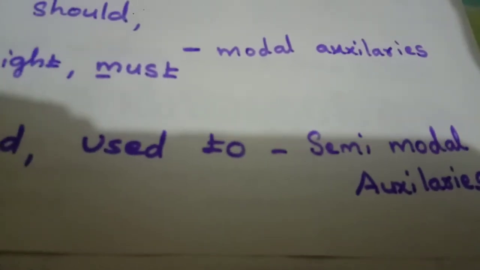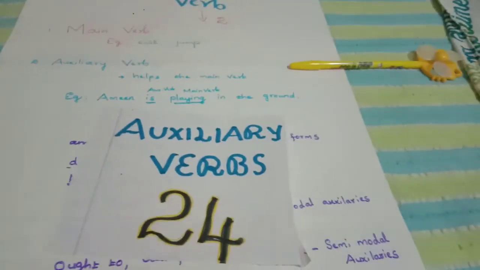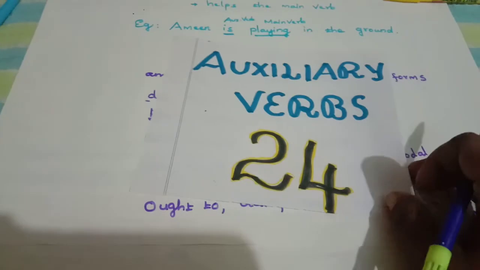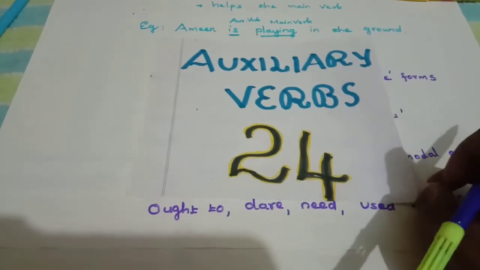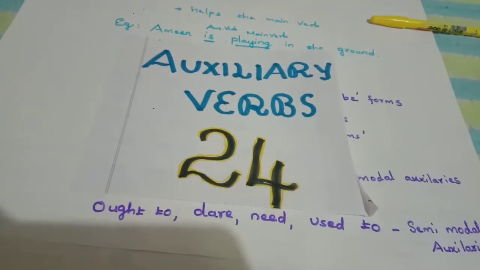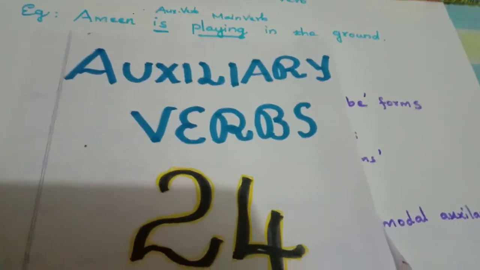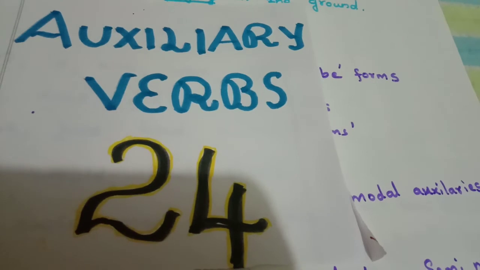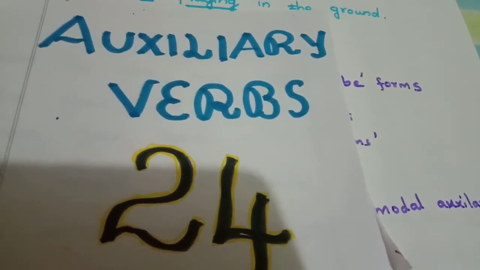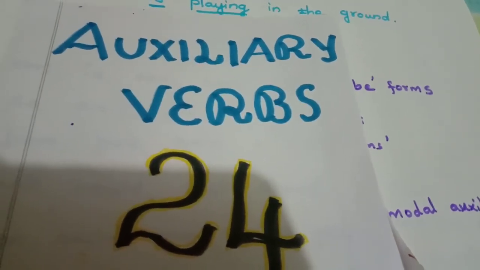So today we learned auxiliary verbs. How many auxiliary verbs are there? 24 auxiliary verbs are there. Okay, now I plan to sing a song by using these auxiliary verbs. If you like, you can also join and sing.